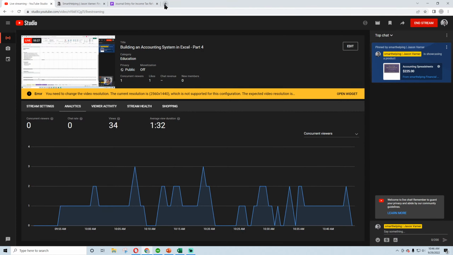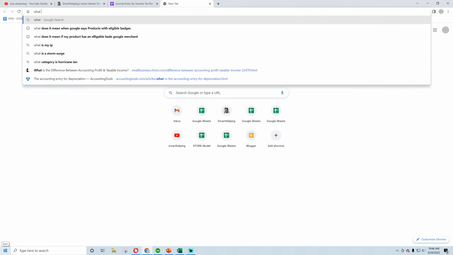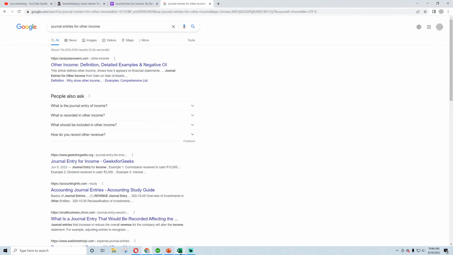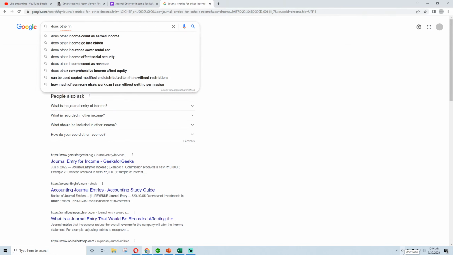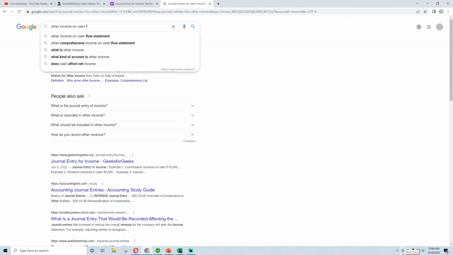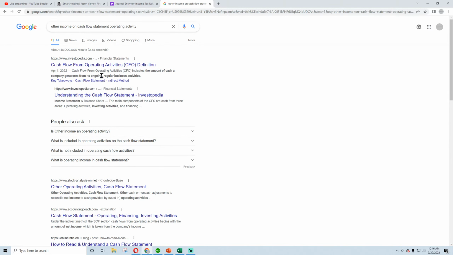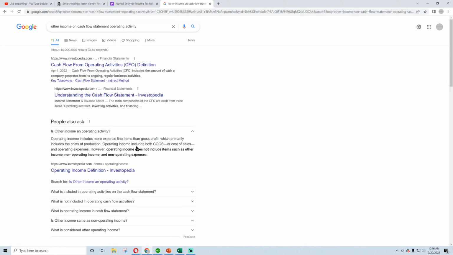Let's see, because I'm actually quite curious here. Journal entries for other income. Or wait, what was I looking at? No, I don't want the journal entries. Does other income... No, other income on cash flow statement. Operating activity. Okay. Right, so it's not regular business activity. Here we go. Other operating income includes more expense line items and gross profit. Operating income does not include items such as other income, non-operating income.